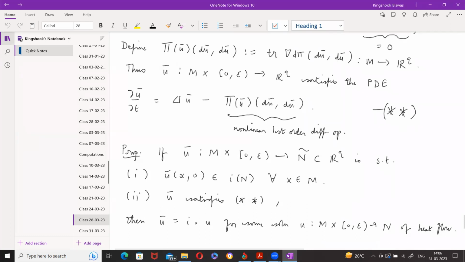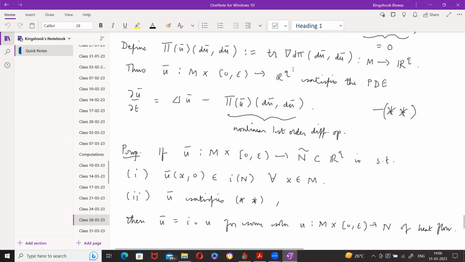So this was a map from M to R^Q, where pi was the nearest point projection defined on a tubular neighborhood of the image of the isometric embedding. Is this okay? Yes, is this all right?